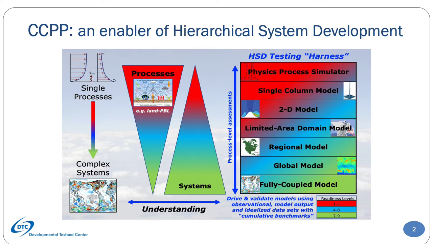The hierarchy approach can be the most efficient way to effectively connect research to operations and operations to research. To address systematic model biases, models should be improved at the process level. Examining a single physics scheme allows understanding at the process level, but not for the entire complex system, such as a global or coupled model. While examining the complex system does not necessarily provide understanding at the process level.